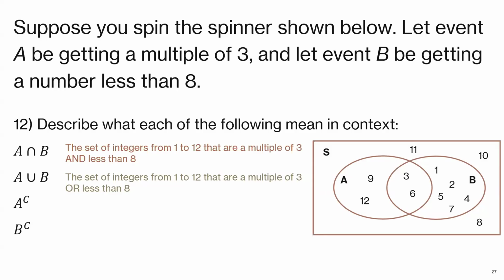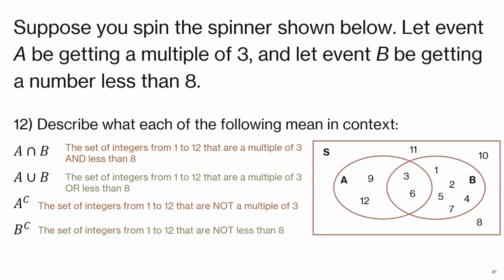Okay, the complement of A is the integers from 1 to 12 that are not a multiple of 3 specifically. So everything outside of, completely outside of oval A. And then the complement of B are all of the integers from 1 to 12 that are not less than 8. So everything outside of oval B. So 11, 10, 8, 9, and 12 are all part of the complement of B.